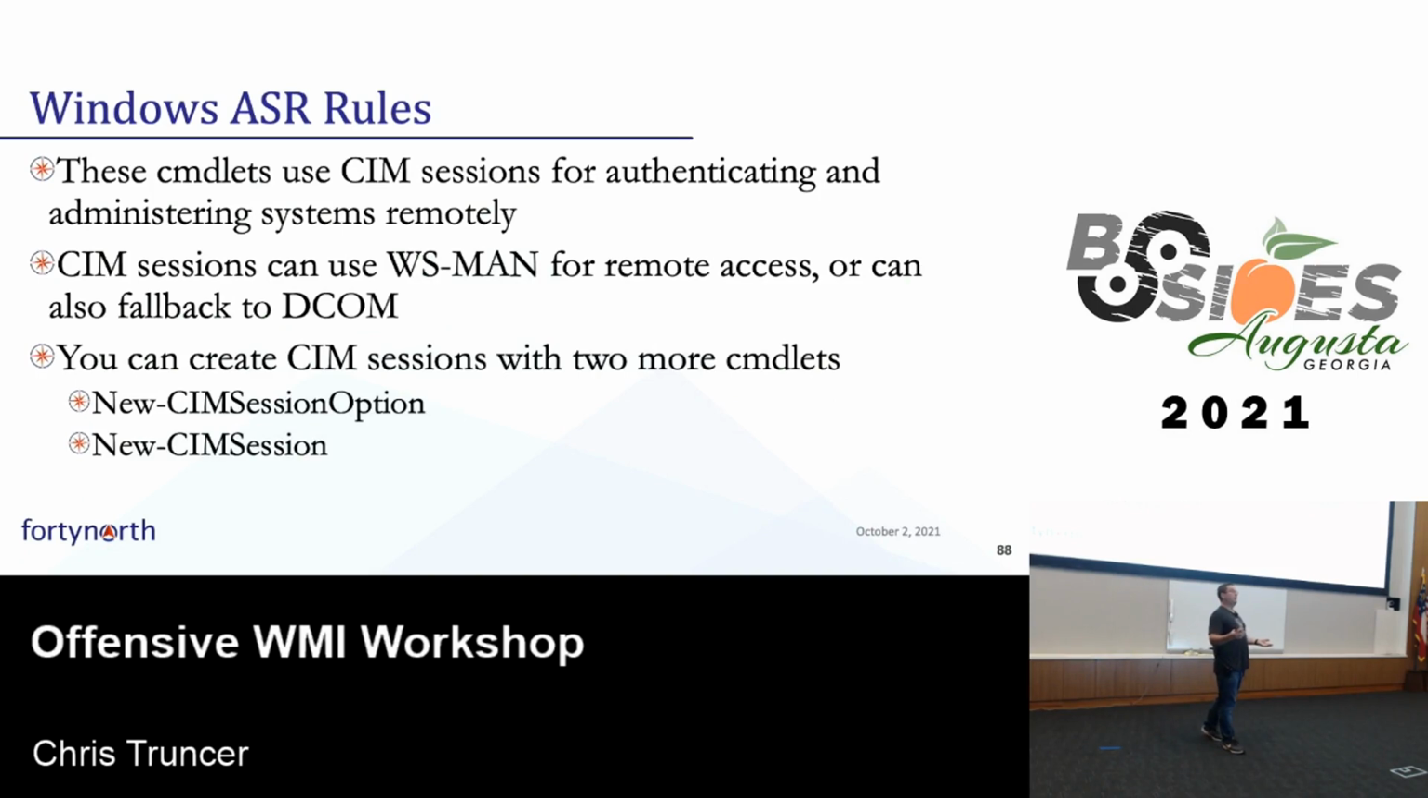We can enumerate and do all of these things remotely. Well, these cmdlets use CIM. We briefly talked about CIM earlier on. We used it to enumerate files in a directory. So we use CIM sessions to authenticate and gather this data on a remote system. If you're trying to gather this locally, you don't need to use CIM. But when we're trying to do so remotely, we do. CIM sessions use WSMan for remote access, but they can also fall back to DCOM. And if we're going to gather this data and change systems, we have to create a CIM session. To do so, we need to use these two cmdlets.